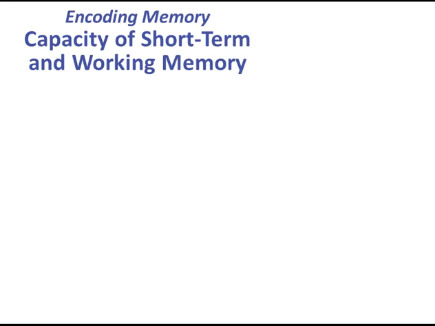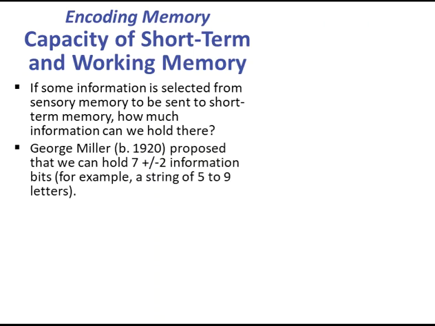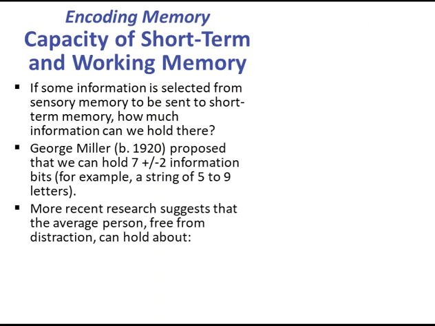Now let's look at the capacity for short-term and working memory. If some information is selected from sensory memory to be sent to short-term memory, how much information can we hold there? George Miller proposed that we can hold 7 plus or minus 2 bits of information. For example, a string of 5 to 9 letters. More recent research suggests that the average person free from distraction can hold about 7 digits, 6 letters, or 5 words.